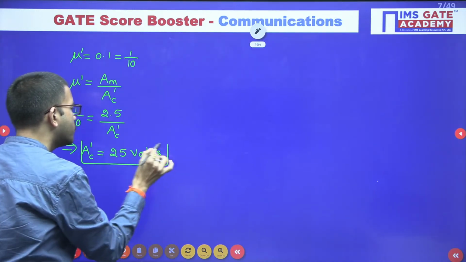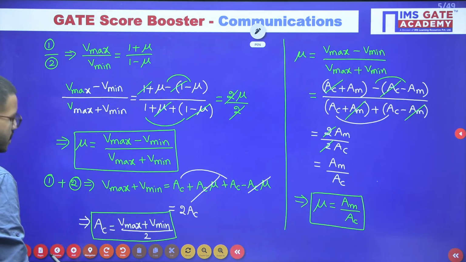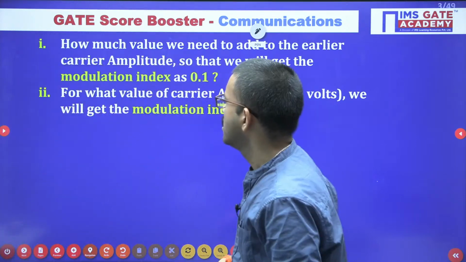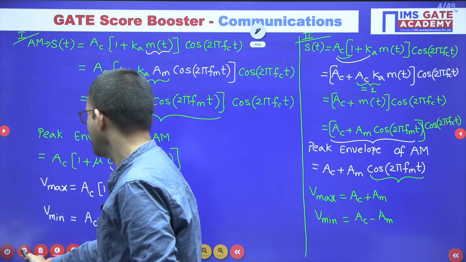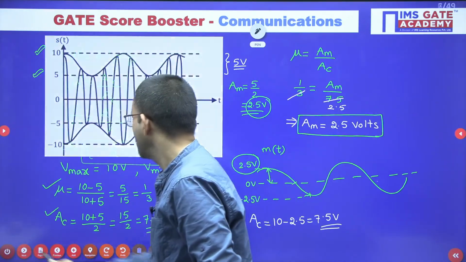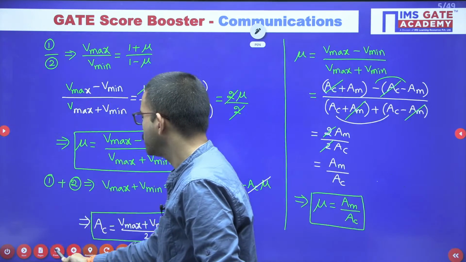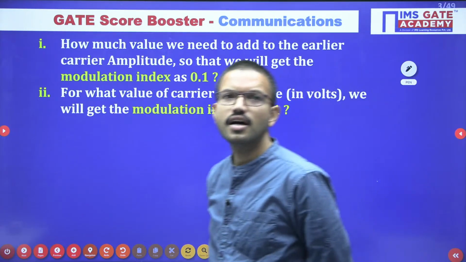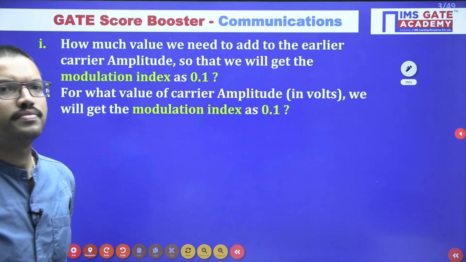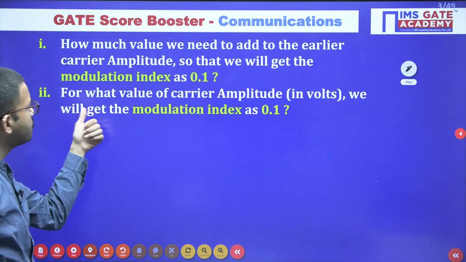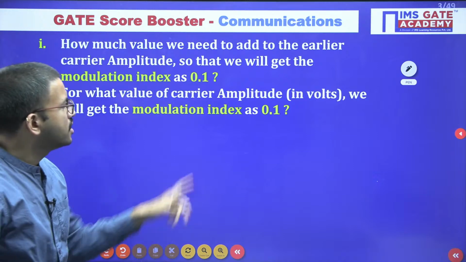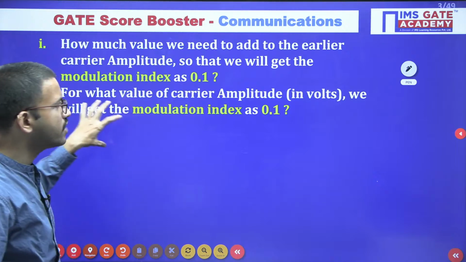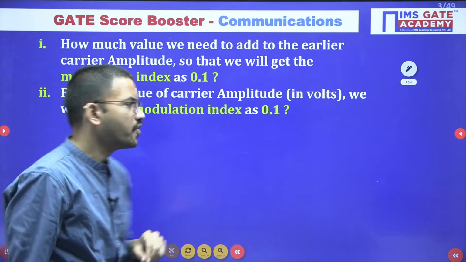Now tell me, this answer is according to the given question. Here we are solving the question. You have two subparts, subpart 1 and subpart 2, right? So what is the answer we got just now? That 25 volt. This 25 volt will be the correct answer for which subpart, the first or the second? Just read the second one: for what value of carrier amplitude in volts will we get the modulation index as 0.1? Yes, for this second one, the correct answer is 25 volt.